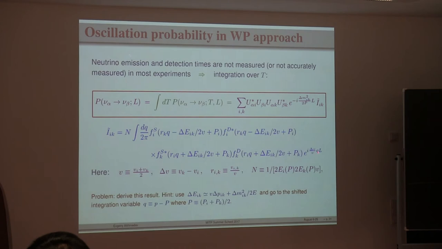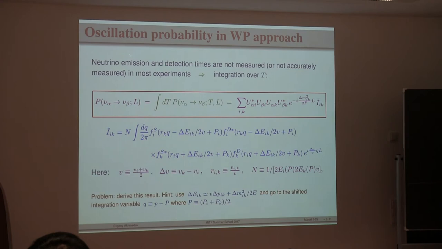And Q is the integration momentum variable. L is the distance propagated by neutrinos. Now actually Q is a shifted momentum. It's not the momentum itself, but the difference between the neutrino running momentum and the peak momentum. It's convenient to use this shifted integration variable.